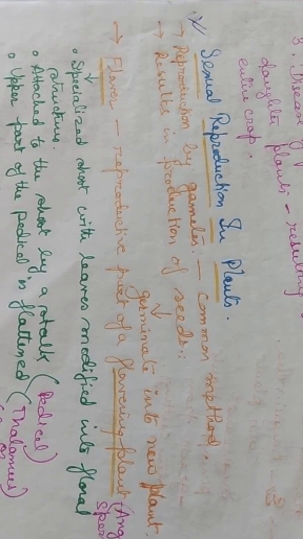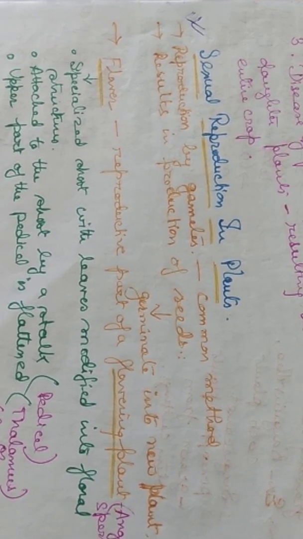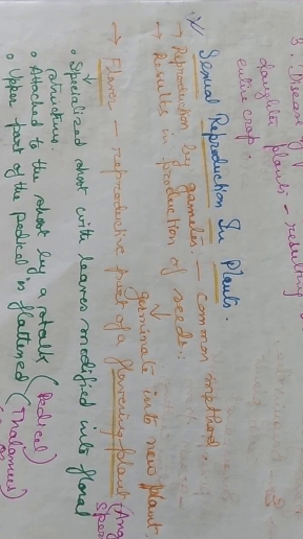And there are four floral whorls: calyx, corolla, androecium, and gynoecium or pistil. Calyx and corolla are the outer whorls, and androecium and gynoecium or pistil are the inner whorls. These inner whorls take part in reproduction, and the outer whorls do not take part in reproduction. They only protect the inner parts of the flower. And all these floral whorls are arranged on the flattened thalamus.